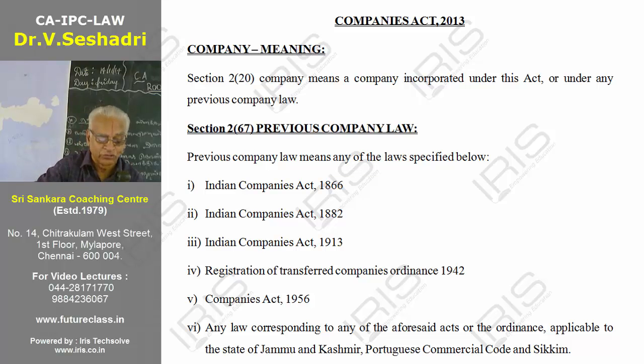Any previous company law includes the Indian Companies Act 1866, Indian Companies Act 1882, Indian Companies Act 1913, Registration and Transfer of Companies Ordinance 1942, Companies Act 1956, and any of the corresponding law or act or ordinance in force similar to the above acts. Now, before you go into the detail, I want you to understand the difference between Act and Ordinance, because the Registration of Transferred Companies Ordinance 1942, the word is coming here.